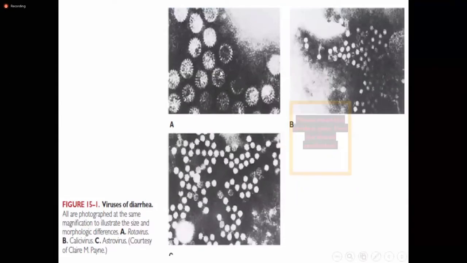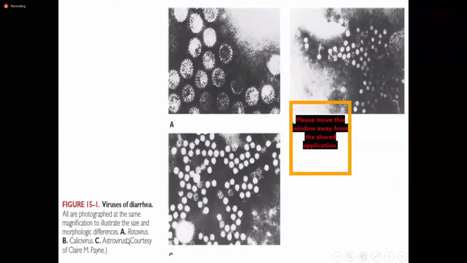روتافيروسز زي العجلة. روتا ليش يسمى روتا؟ زي العجلة. This is Calicivirus, we say the small virus. أسترو زي النجمة، عندها بروزات. فلو شوفتك هذه البيكتشر تقول لي أستروفيروس.